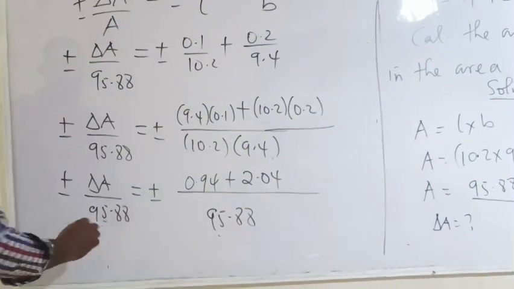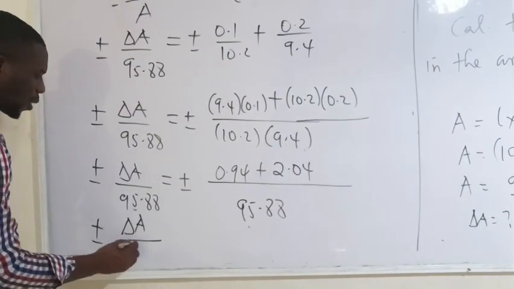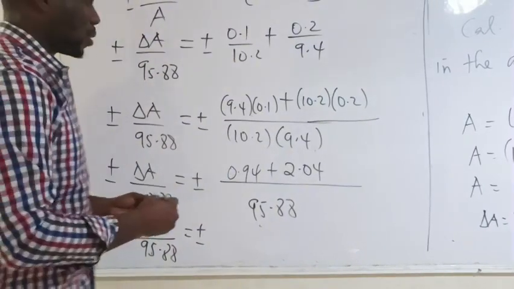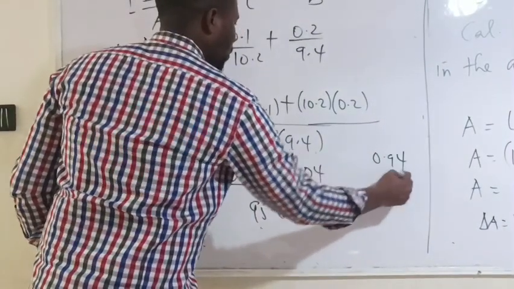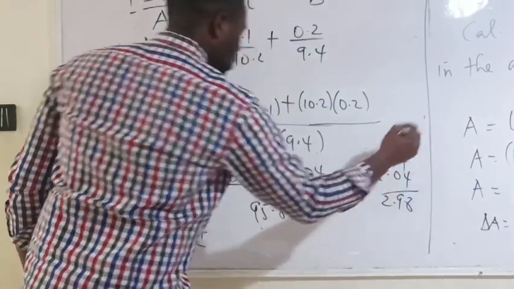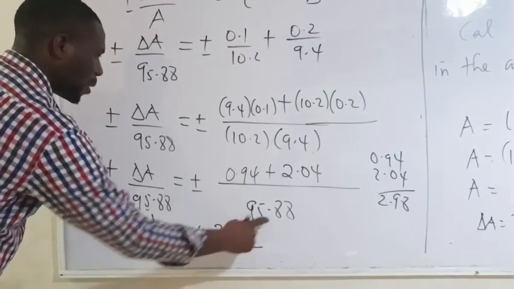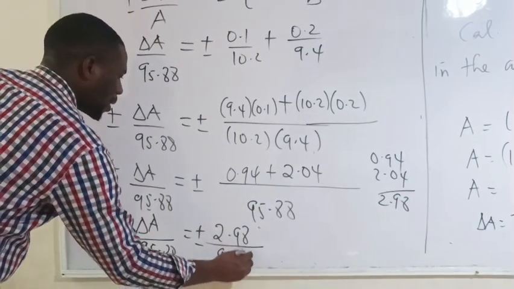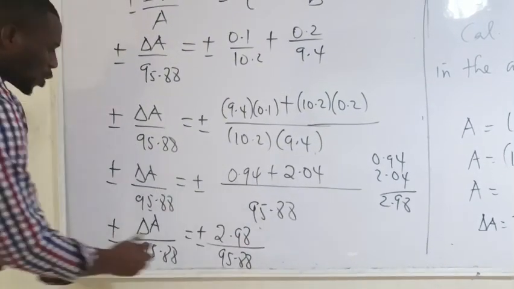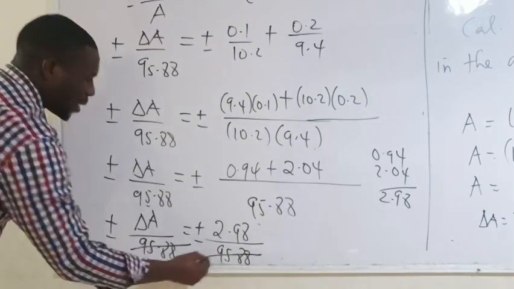And of course, this would boil down to be this pair of ratio. I could take the sum of this: 0.94 plus 2.04, so this boils down to be 2.98 divided by 95.88. Now I have a pair of ratio on the left and a pair of ratio on the right. If you look at the denominators on both sides, they're the same, so I could delete this out.